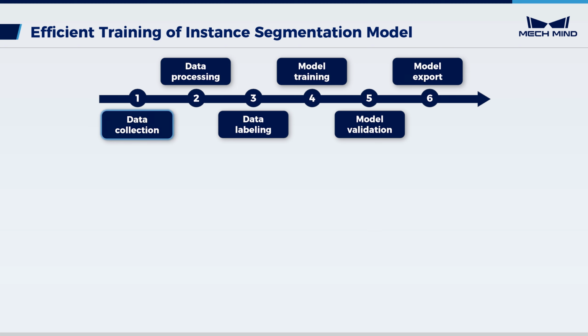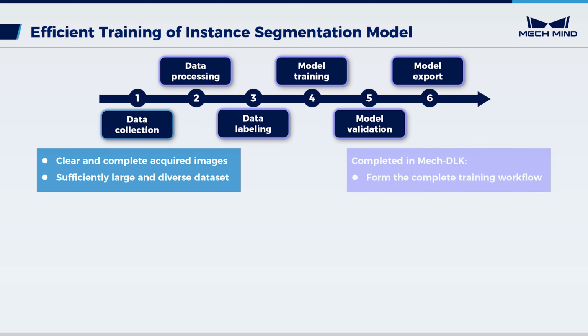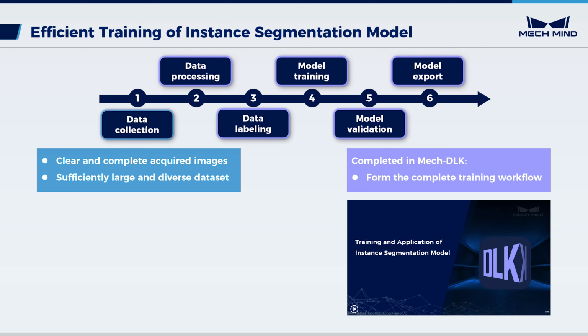Data collection lays the groundwork for labeling. It ensures that the acquired images are clear and complete. In addition, the dataset must be sufficiently large and diverse to support effective training. The other 5 steps form the complete training workflow, performed in Mech-DLK. For detailed instructions, refer to the introductory video on instance segmentation model training.